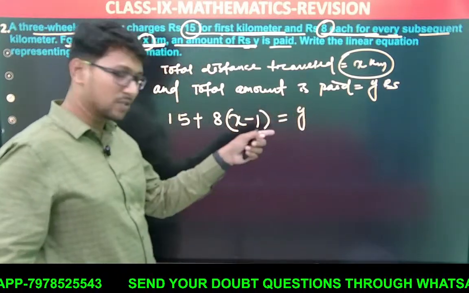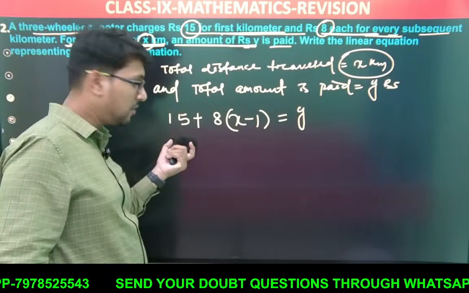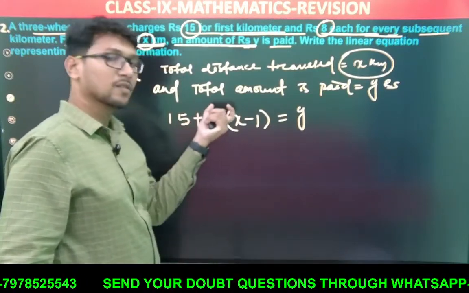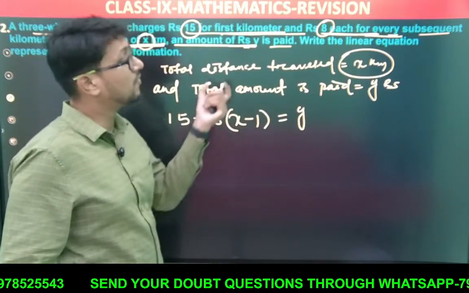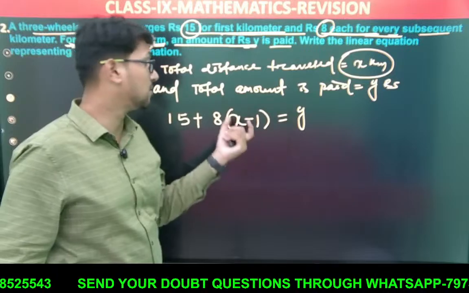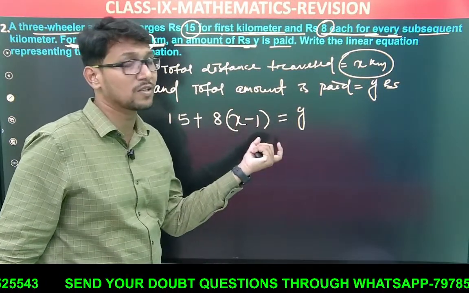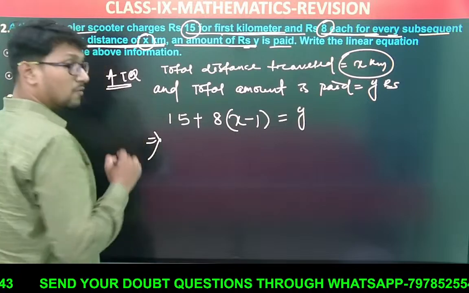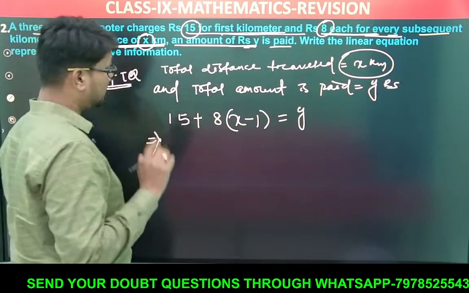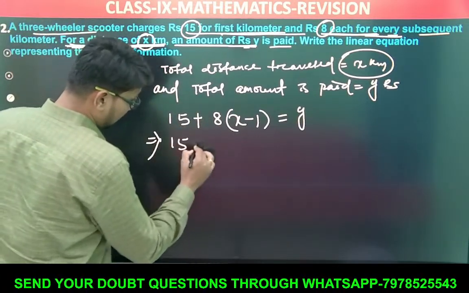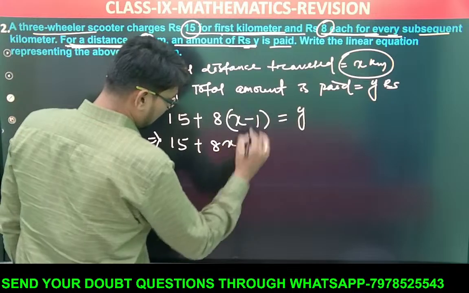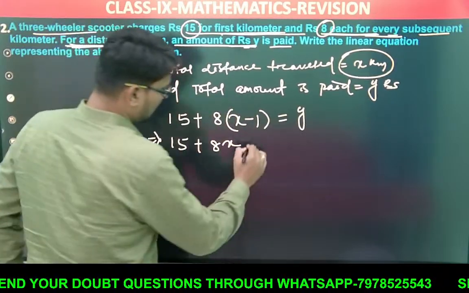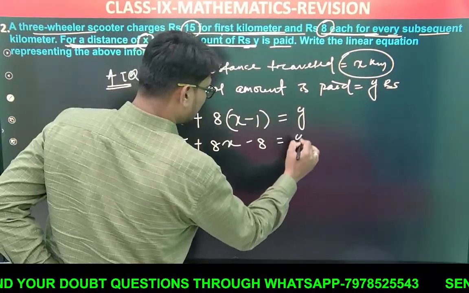y is equal to the cost of the first kilometer plus 8 rupees for each subsequent distance. The subsequent distance is how much? x minus 1, into 8. So by simplifying, we will get our required equation: 15 plus 8x minus 8 is equal to y.